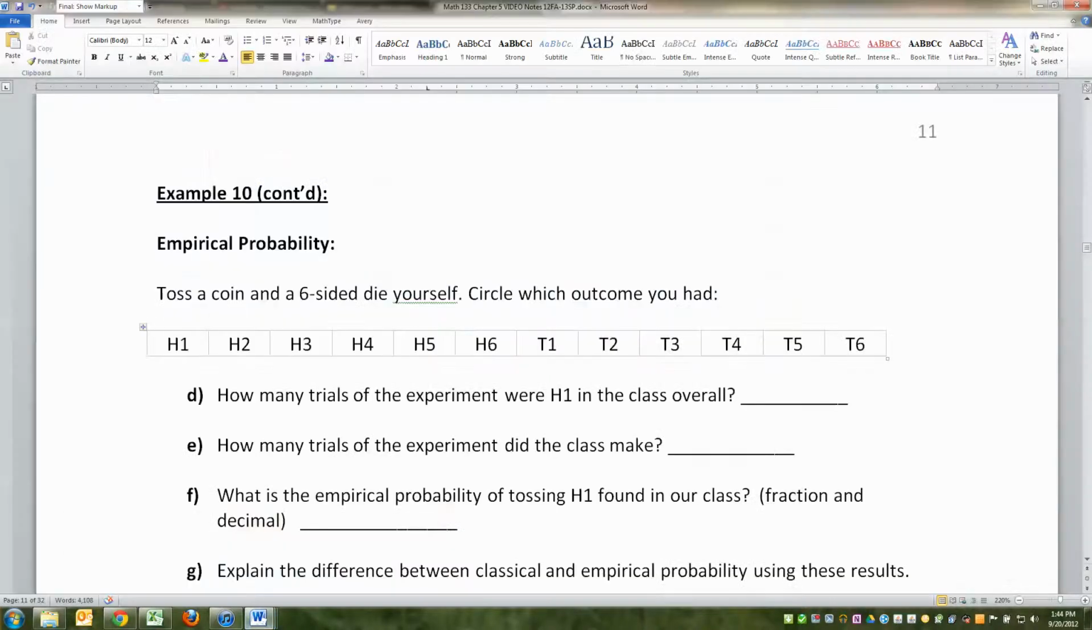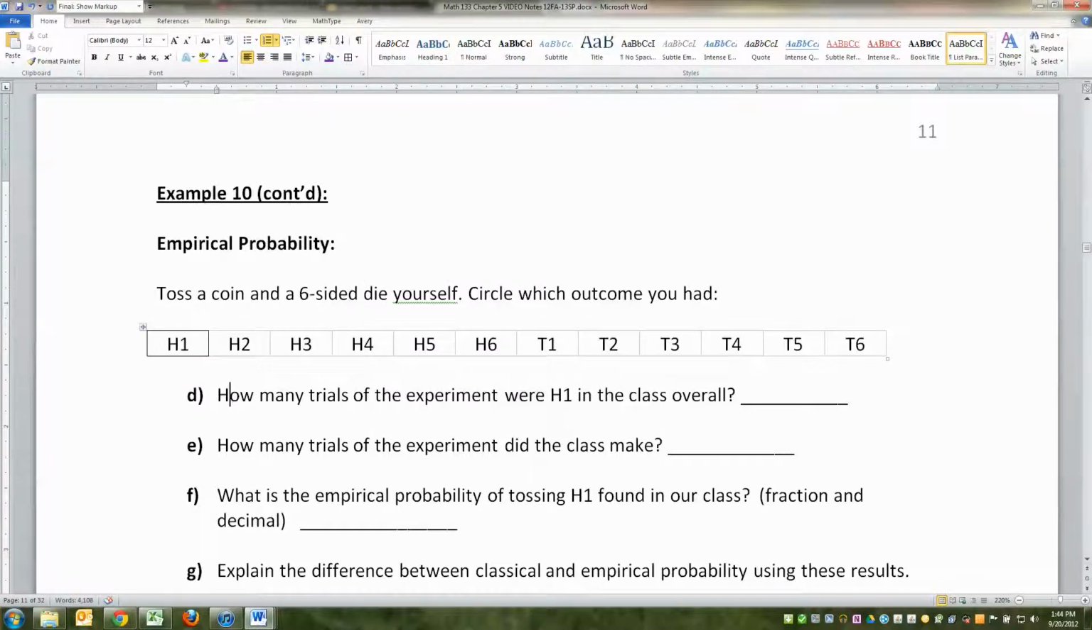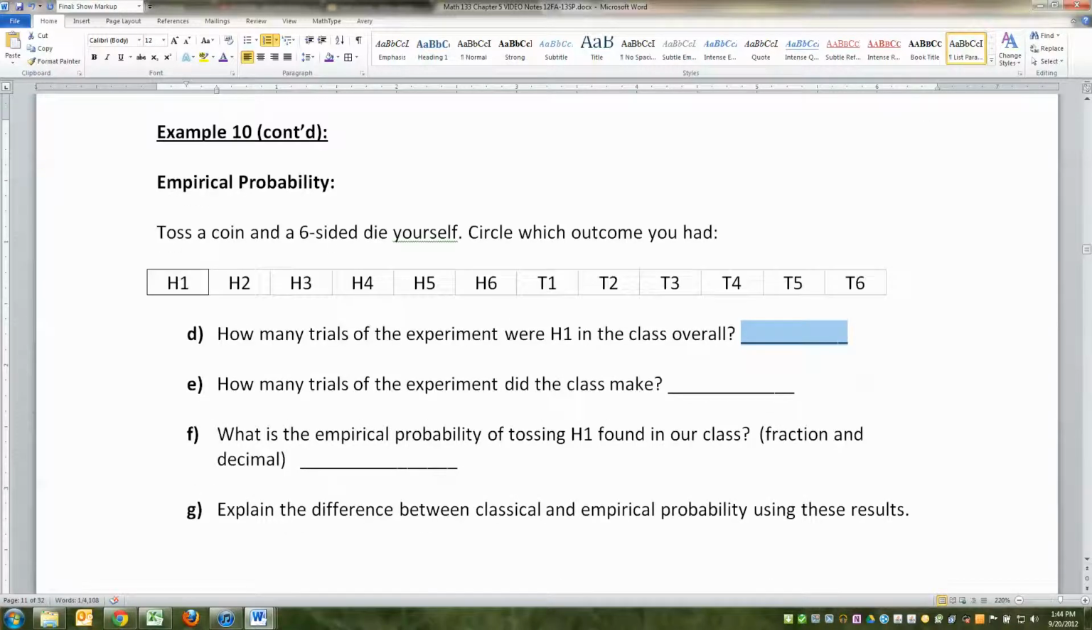Let me go back so I can circle which one I got. I got H1. Now you get whatever one you've got, right? Then, how many trials of the experiment were H1 in the class overall?